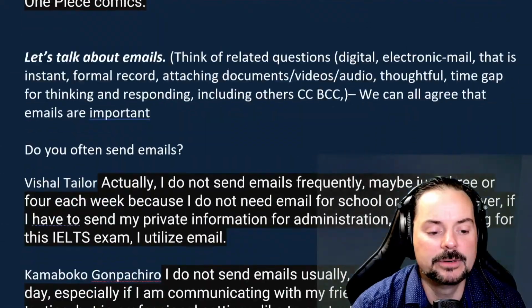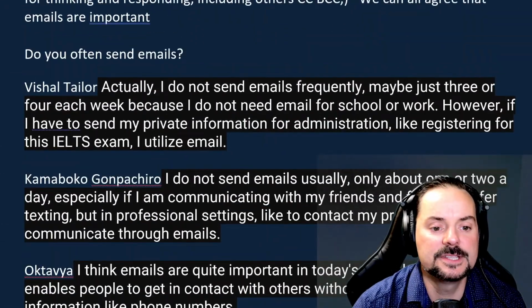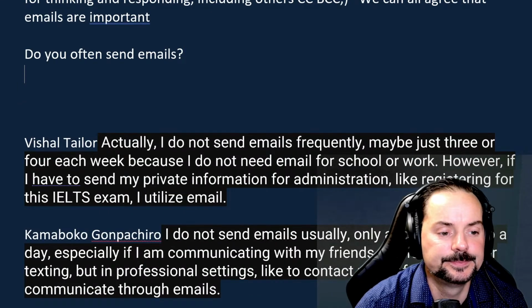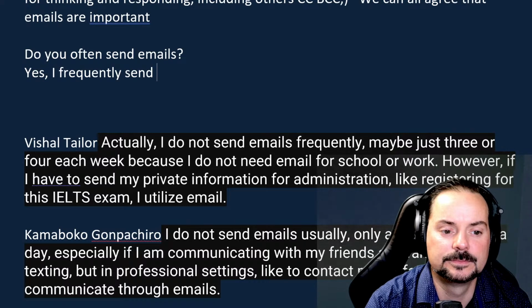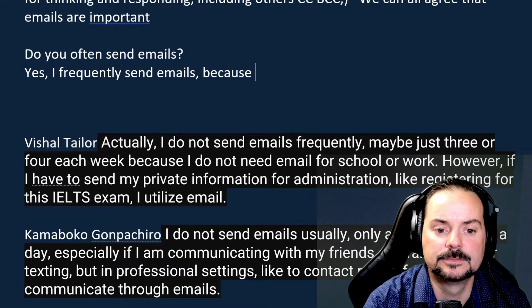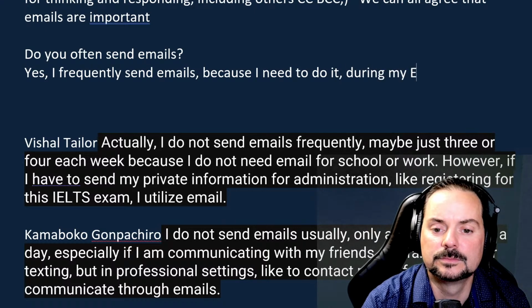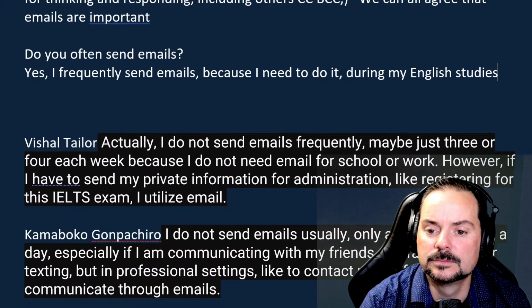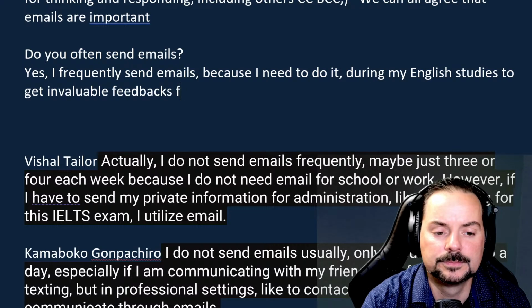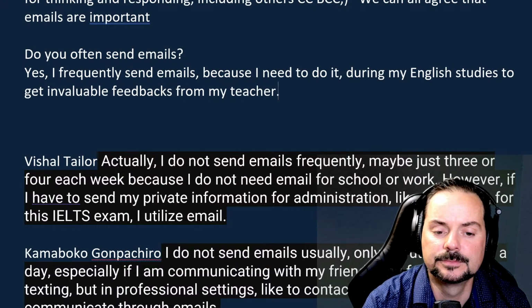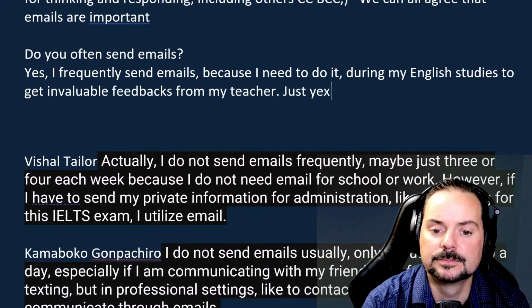Let's talk about emails. Do you often send emails? Yes, I frequently send emails because I need to do it during my English studies in order to get invaluable feedbacks from my teacher. Just the day before yesterday, I sent one of my assignments to my teacher, Mr. Adrian, in order to get my homework checked.